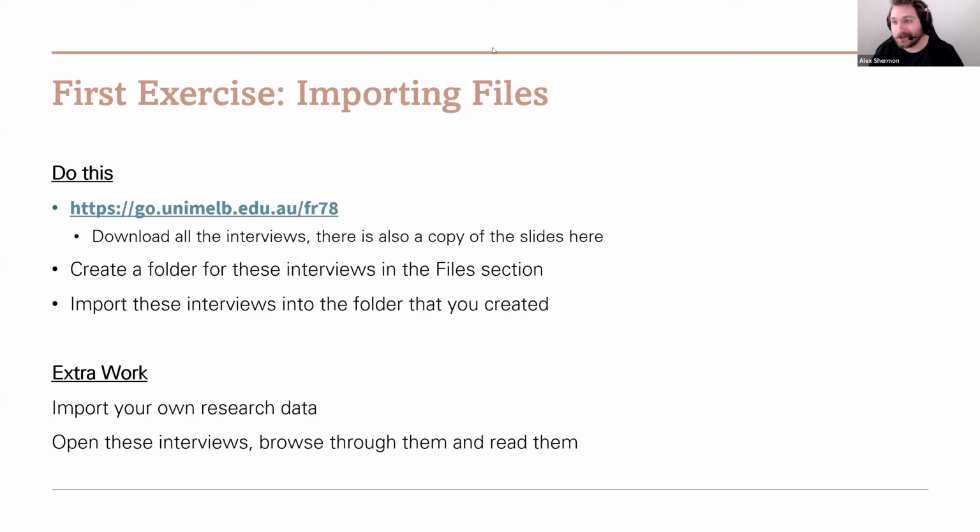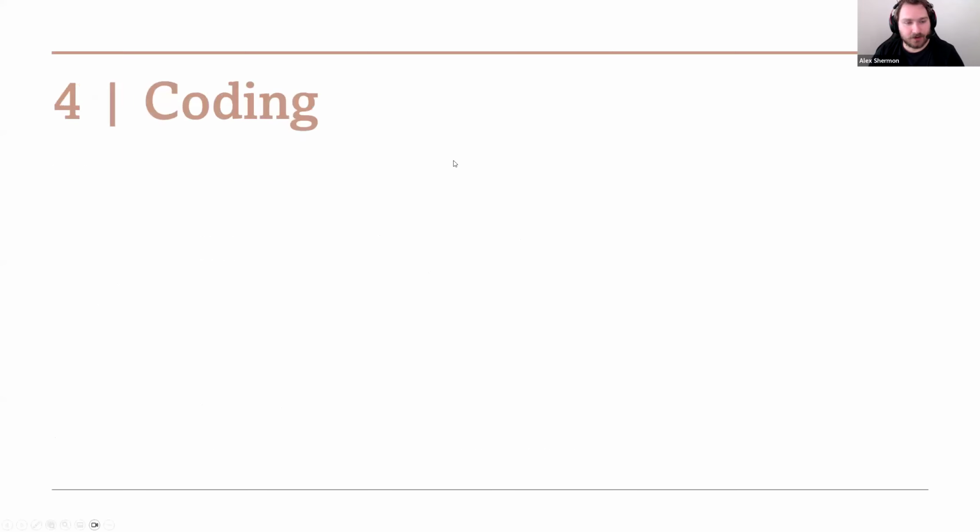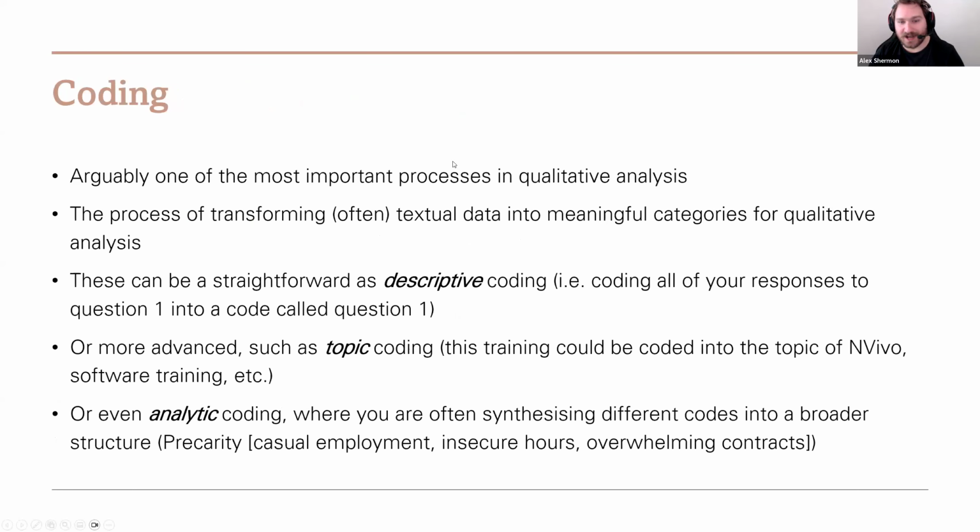So I'm going to talk about coding now for a little bit. Coding is the bread and butter of NVivo, and it's one of the hardest things to do. It's one of the most important processes in qualitative work. You're taking your textual data and you're sticking it into meaningful categories, and meaning is really hard to define when it comes to this stuff because it's going to be very, very dependent on your own research project.